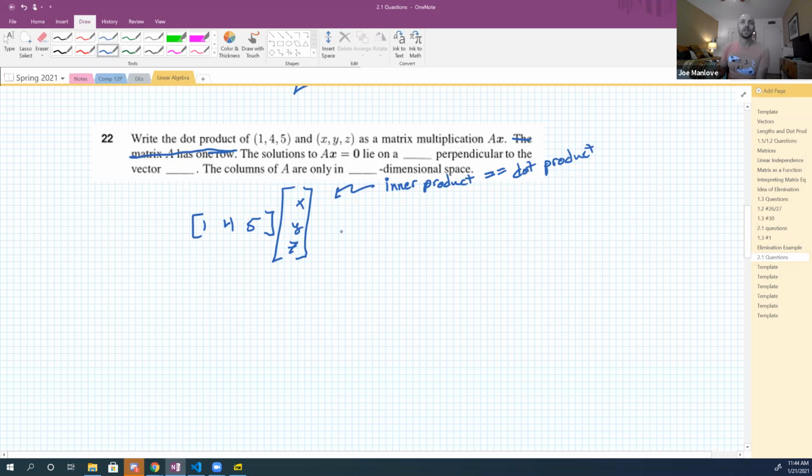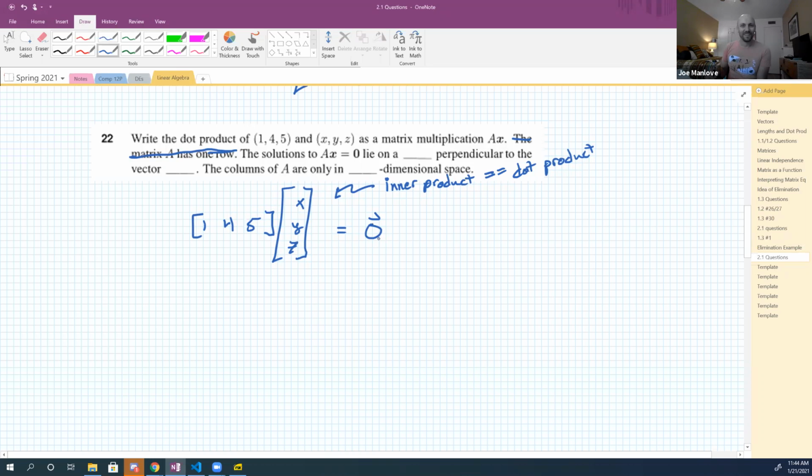Okay, so let's think about what it would mean for Ax to equal 0, right? So if this is 0, oh, I wrote a 0 vector here. Is that appropriate? Yes. No, it's a dot product. Yeah, this is weird, right?